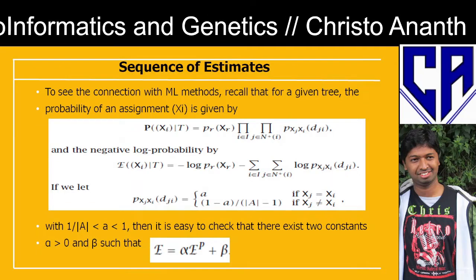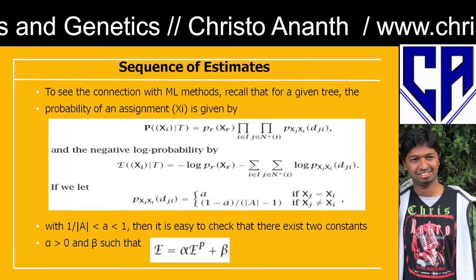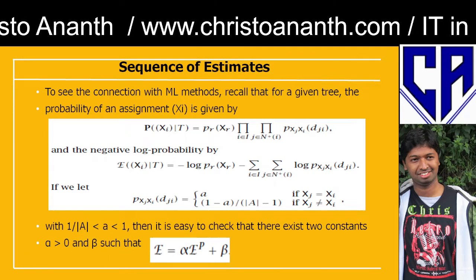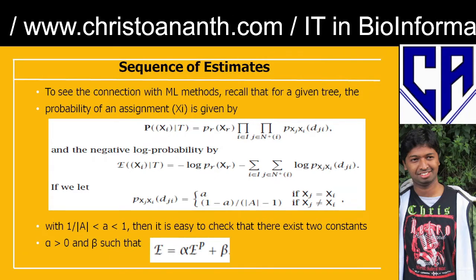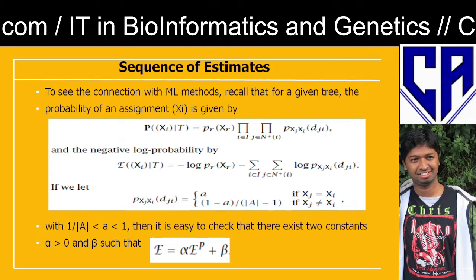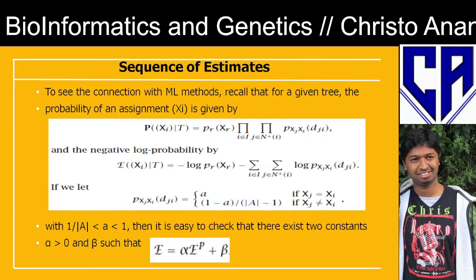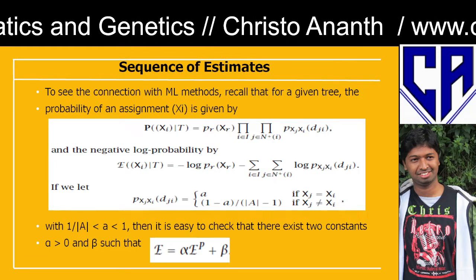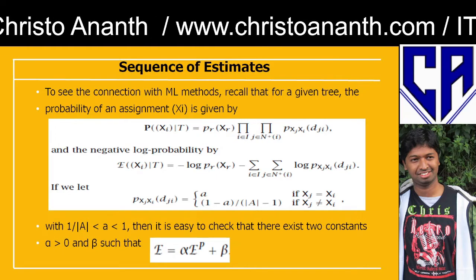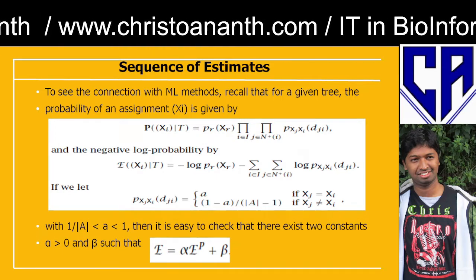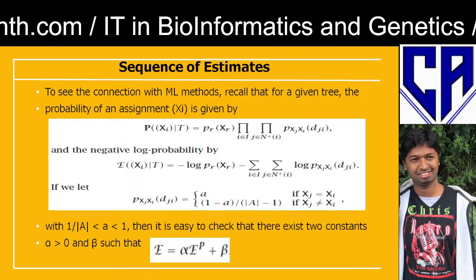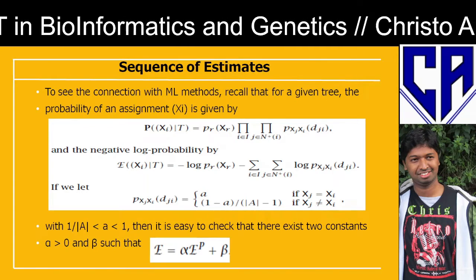Okay, so generally we will have P of x_j given x_i, d_ji, equal to a if x_j equals x_i, and (1 minus a) / (a minus 1) if x_j is not equal to x_i. Similarly, we will have this exponential function, or the probability for e, equal to alpha e^(p) plus beta. We'll have alpha greater than 0, and beta such that e equals alpha e^(p) plus beta.